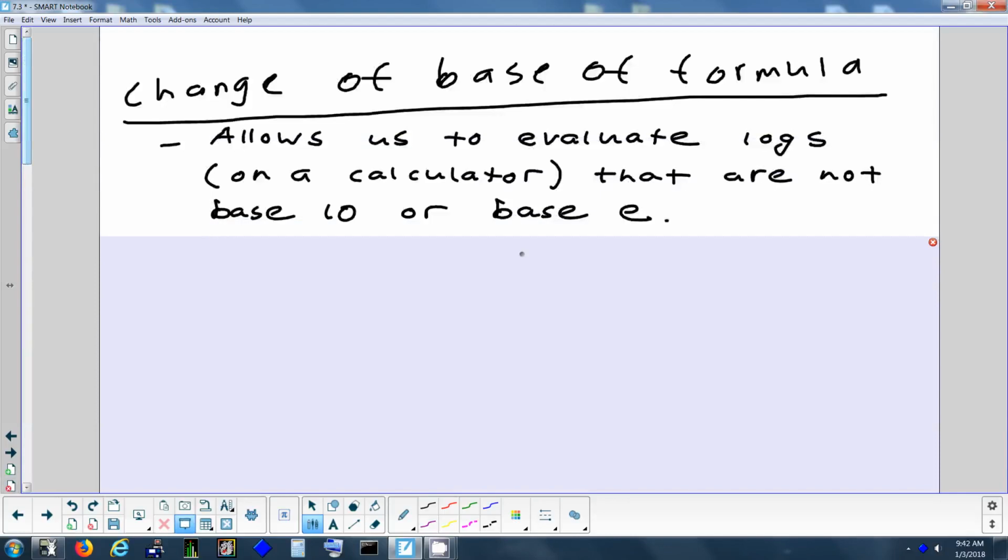This is called the change of base formula. This is how, on the calculator, you type in something that's not base 10 or base e.